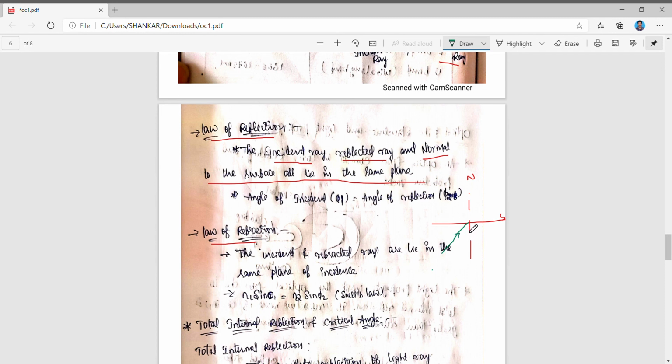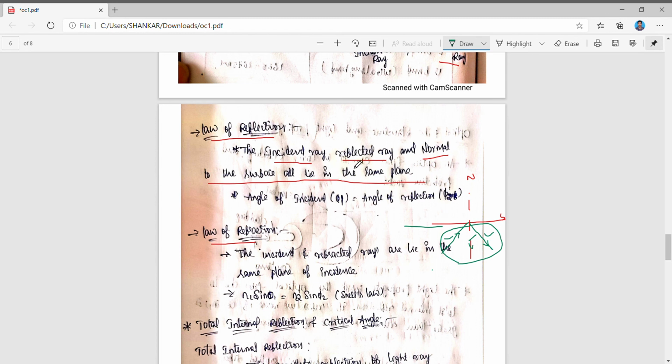So the signal is reflected here, and this is the normal. All these are in the same plane, yes or no? The incident signal is in the same plane, the normal is also in the same plane, and the reflected signal is also in the same plane, which means these are in the same medium. So we have to choose these values, and then only the signal will be reflected.